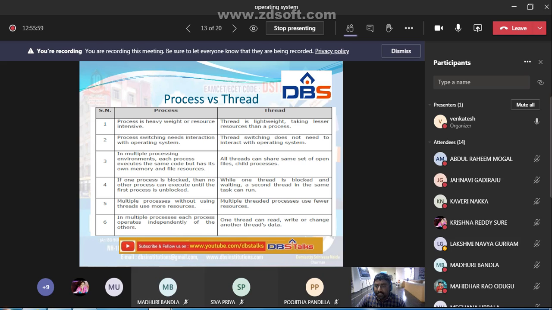In multiple processes, each process operates independently of the others. We have different processes, and all the processes can work independently. Whereas with threads, one thread can read, write or change another thread's data. But in a process it is not like that. So this is the difference between process and thread.